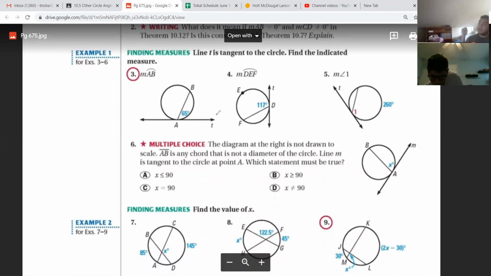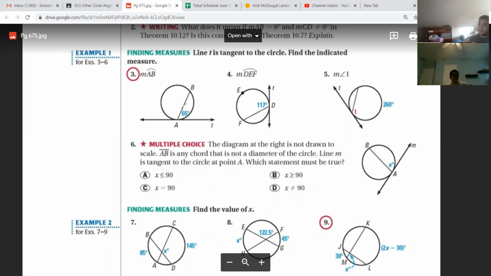First rule is this. The angle between a tangent and a chord is going to be half the size of the arc. It's very similar to the one we talked about last time, which was the angle at the edge of a circle is half the arc.